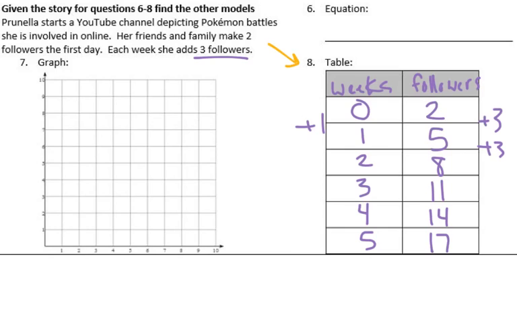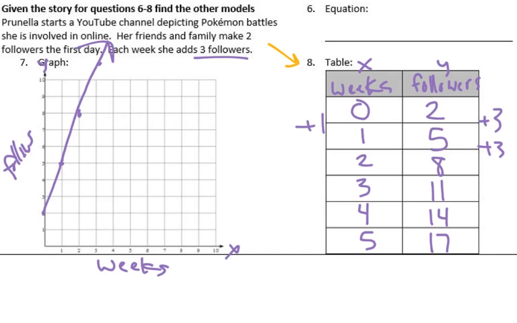Now, we can graph that pretty easily, right? So we could say weeks and followers. If you wanted to, you could call this X and Y. Call this X and this Y. It's up to you. Just label it whatever you like. So 0, 2 would be our first. 1, 5. 2, 8. 3, 11. And so on.